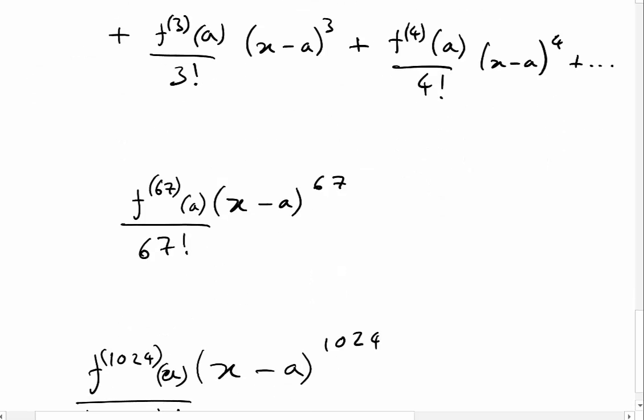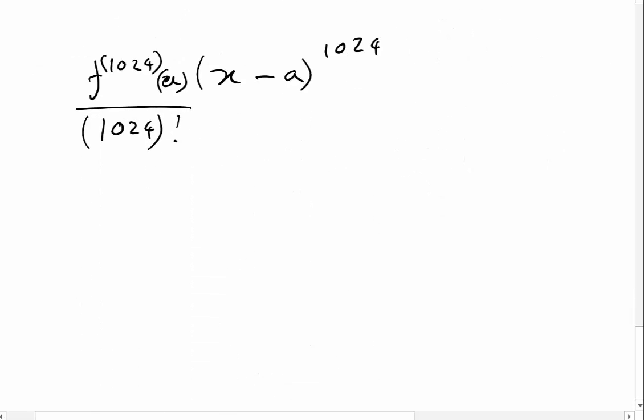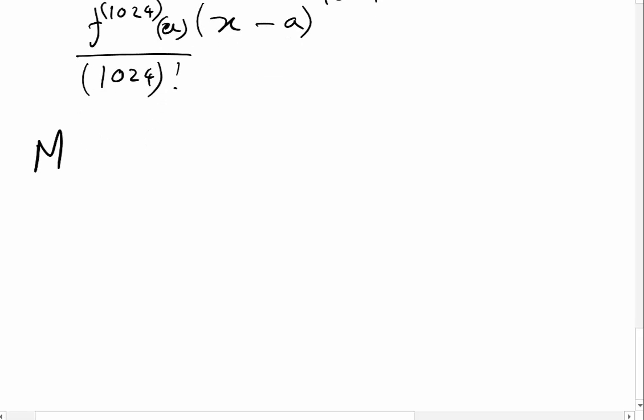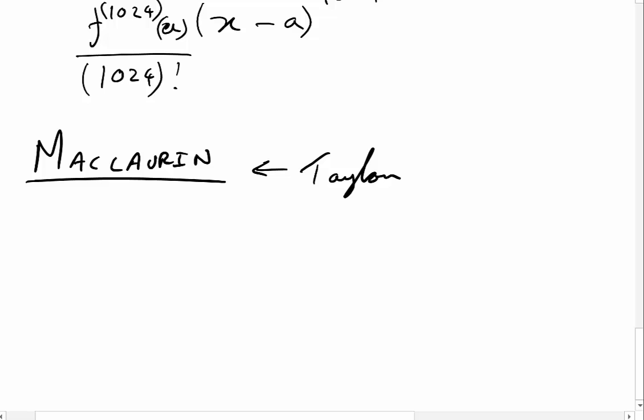Now note that there is a very special case called the Maclaurin series, which is essentially just the Taylor series at a equals zero. In other words, about the origin.